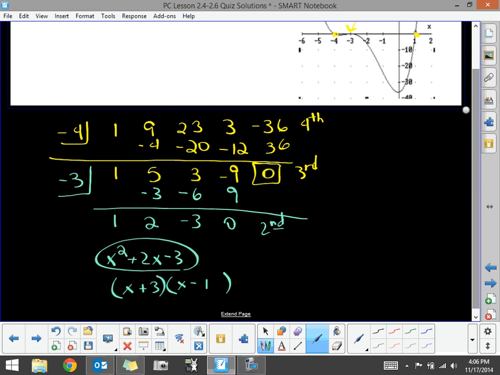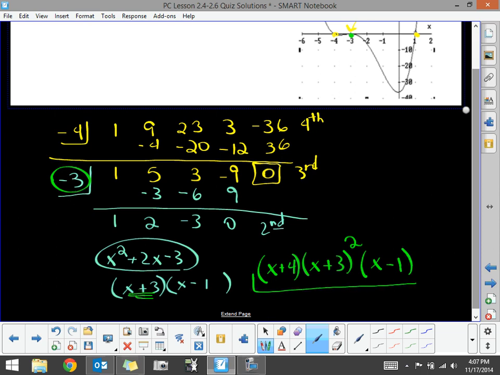So to write the complete linear factorization, if -4 was a zero, then x plus 4 is a factor. If -3 was a zero, then x plus 3 was a factor. Well, that happened to go twice. Once here, a factor of x plus 3, and again right there is a factor of x plus 3. So there's the squared, which is modeling that point of tangency that we have on our graph. And we also have one more, which is x minus 1. This is the factorization, the linear factorization of that polynomial.